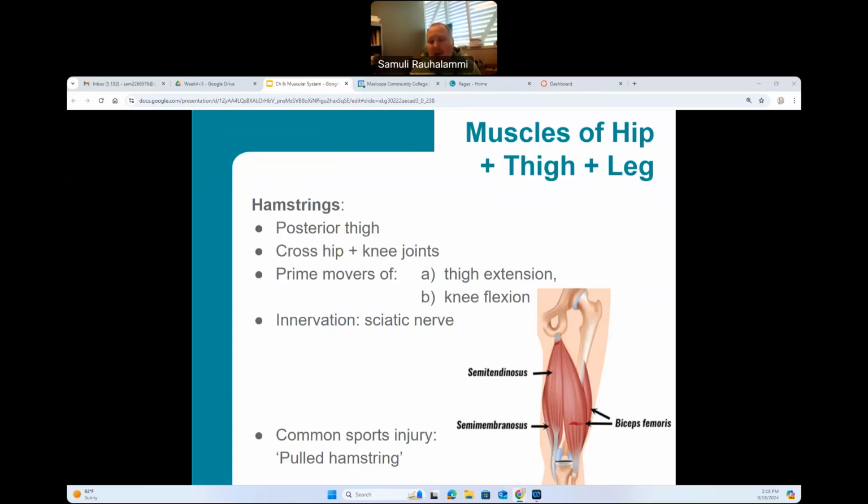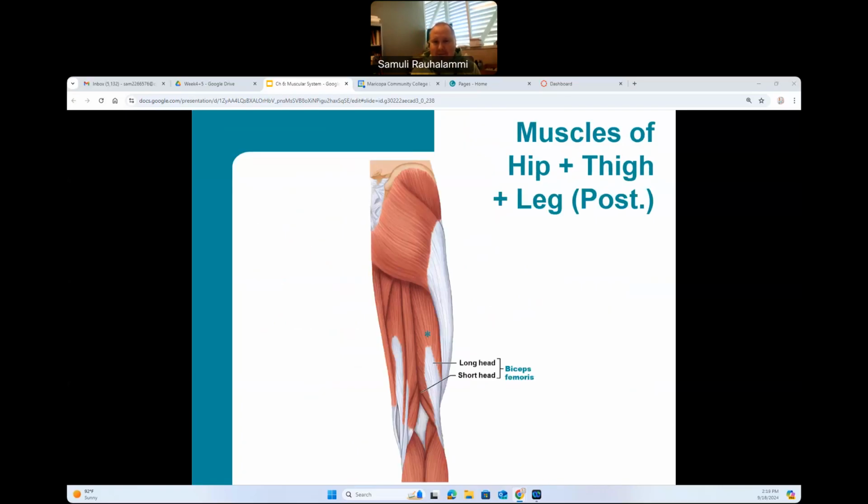This appears as a sudden sharp pain at the back of the thigh, and the treatment really is following our rule of RICE. So rest, ice, and compression. Obviously, we could also do elevation, we could do rehab, we could do exercise in right amounts that fits the recovery. So let's look at the muscles that make up our hamstrings.